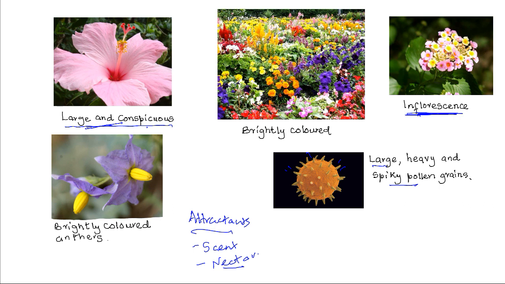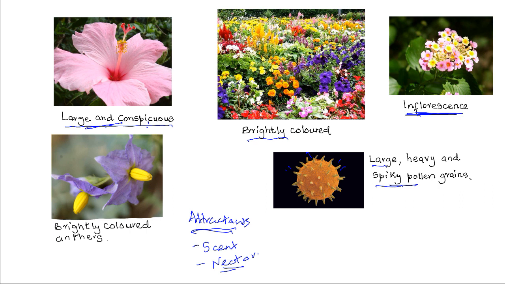So we have those general characteristics of insect pollinated flowers, that is, they're large and conspicuous, they have attractants, the scent and the nectar, they're brightly colored, and the pollen grains they produce are large, heavy, and they have spiky hairs to enable them adhere or attach to the insect's body.